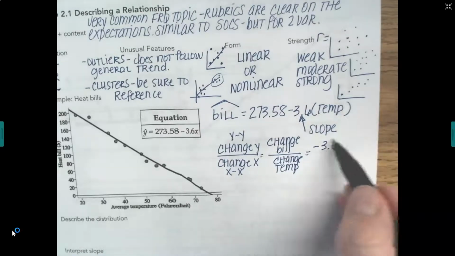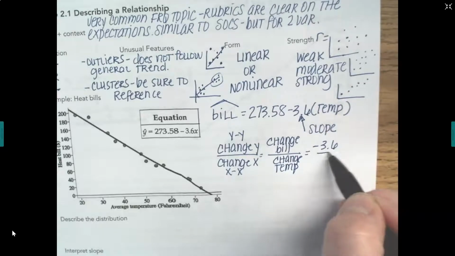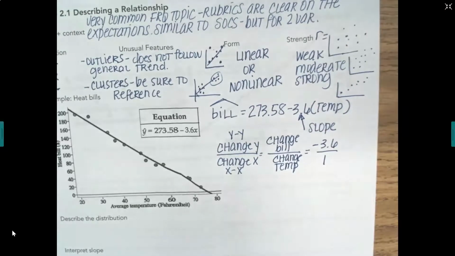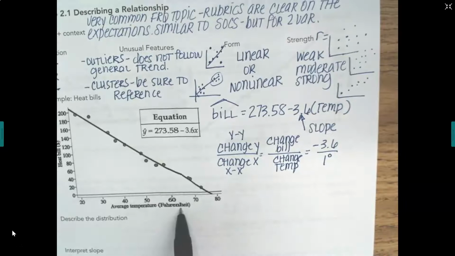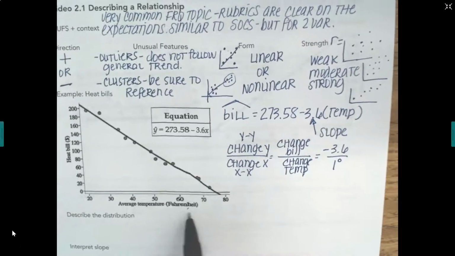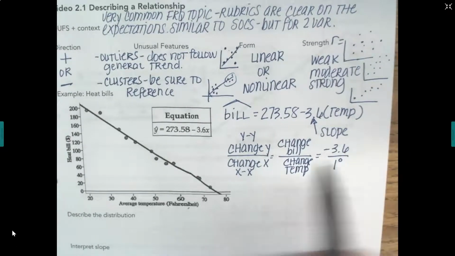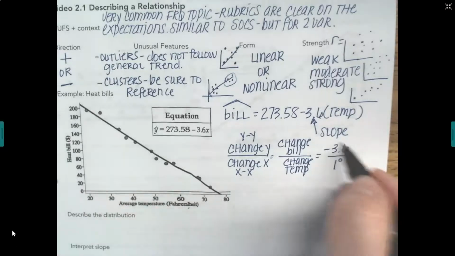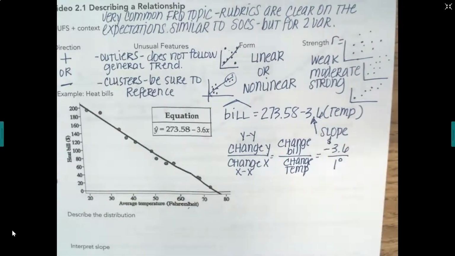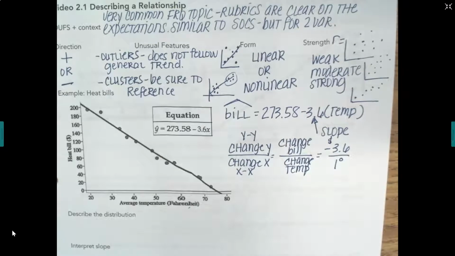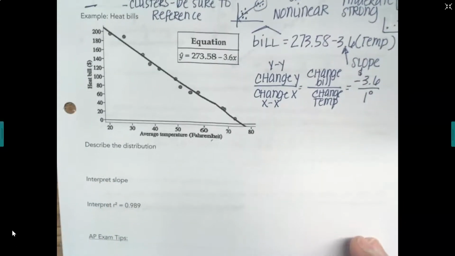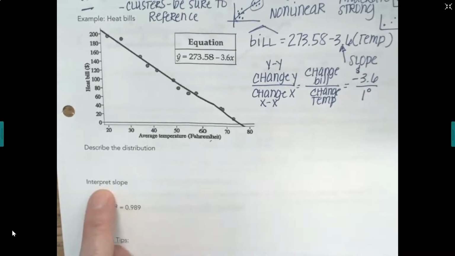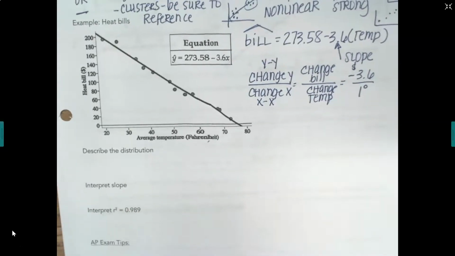It's a whole number, so we're just going to put it over 1, and I want us to think about what that means. The change of temperature is 1, meaning 1 degree, because that's how our temperature was measured. And negative 3.6, this is money, and that's going to help us with our interpretation of the slope. So let's take that and go down here to interpret the slope, and then we'll come back to describing our distribution.